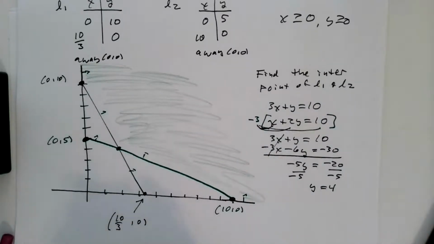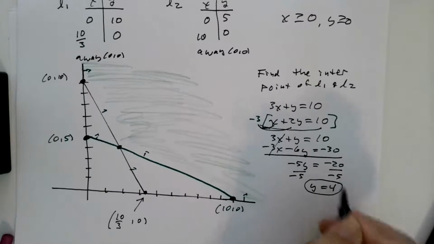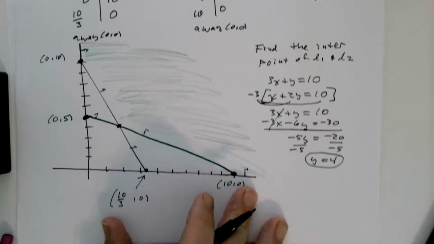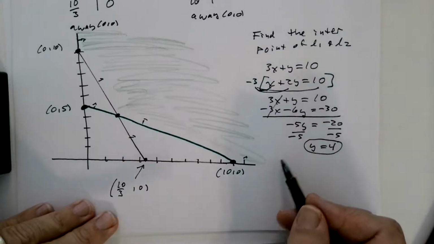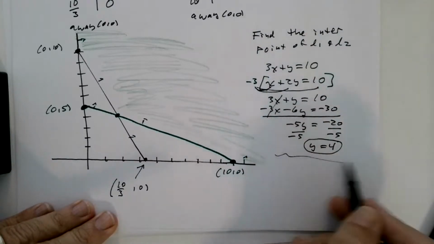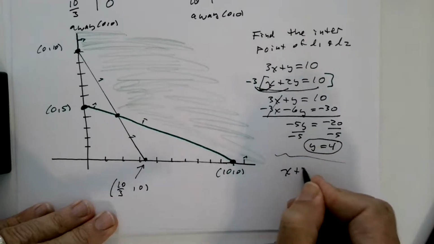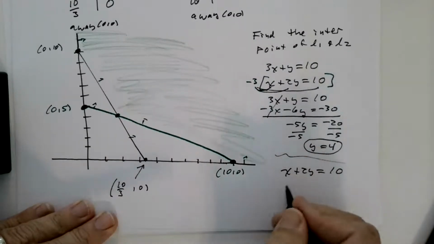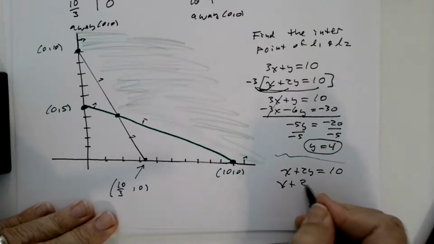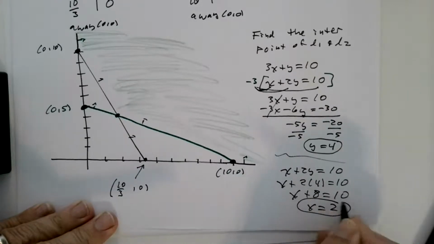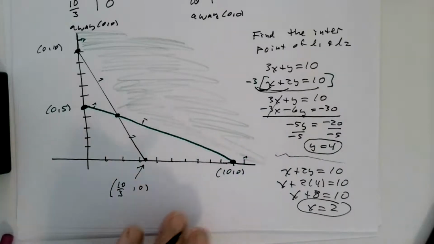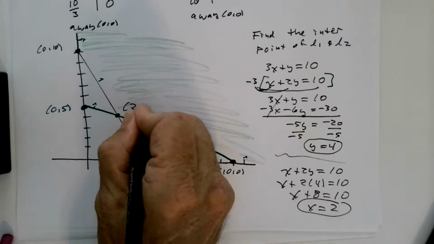Looking at the picture, that looks like it's about right. So I've got to go ahead and find x. Well, plug the 4 into the first equation, 3x plus y equals 10, or the second equation might even be better. Second equation, x plus 2y is 10. Plugging in the 4 for y: x plus 2 times 4 equals 10. x plus 8 equals 10. So x equals 2. Again, looking at our picture, that looks right. So our other corner point appears to be x is 2, y is 4.